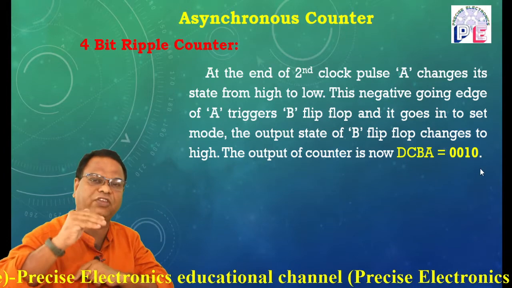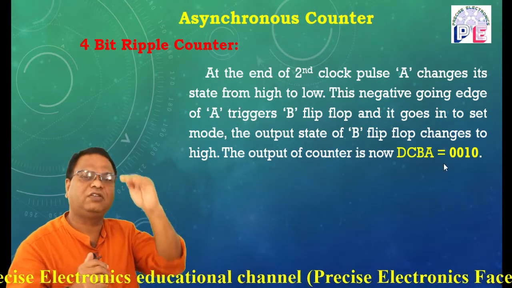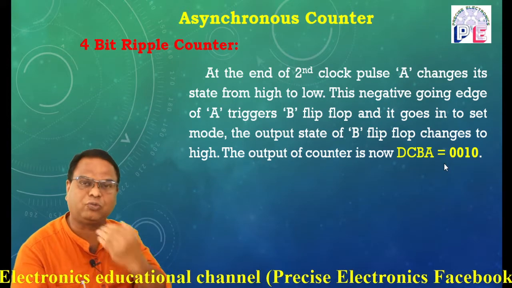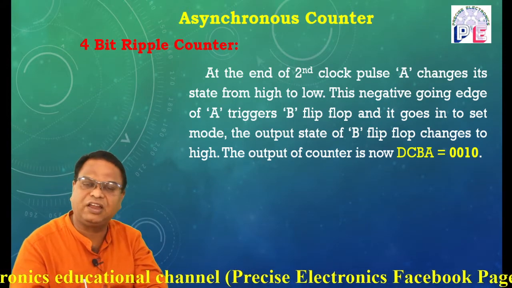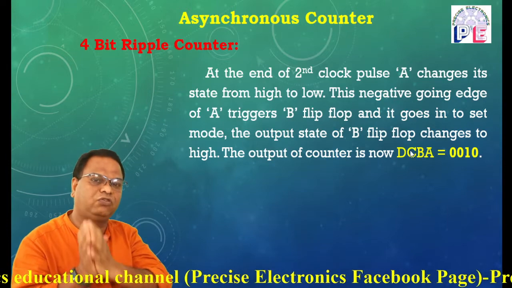So the output of the counter at the end of the second clock pulse is DCBA equal to 0010, because the second flip-flop is in set mode and all other flip-flops are in reset mode. So the output is 0, 0, 1, 0.